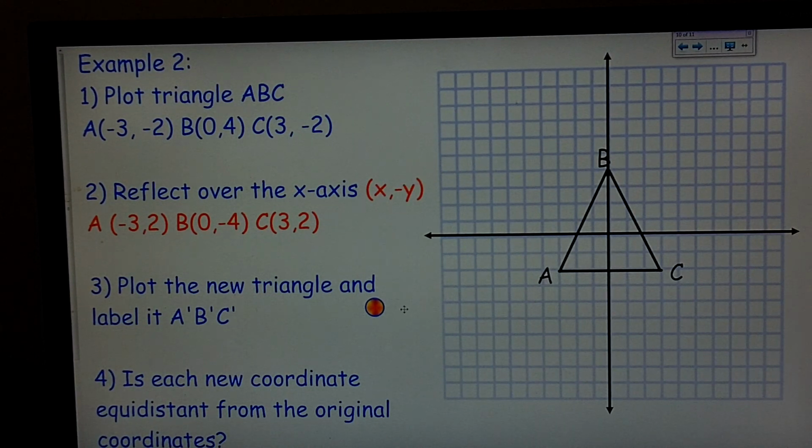So our new triangle is located at negative 3, positive 2, 0, negative 4, and 3, positive 2. If I were to connect these lines, you would notice that the triangle is completely flipped over itself. And again, you want to ask yourself, is it equidistant from the original coordinates, meaning really from the x-axis? So I notice that point B is 4 away, and point B prime is also 4 away.